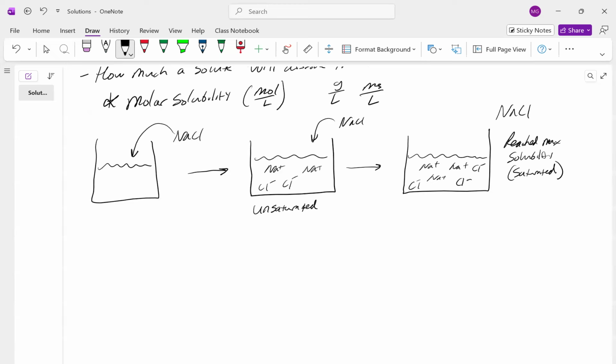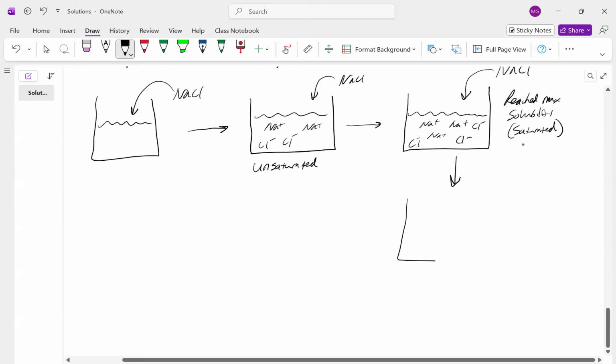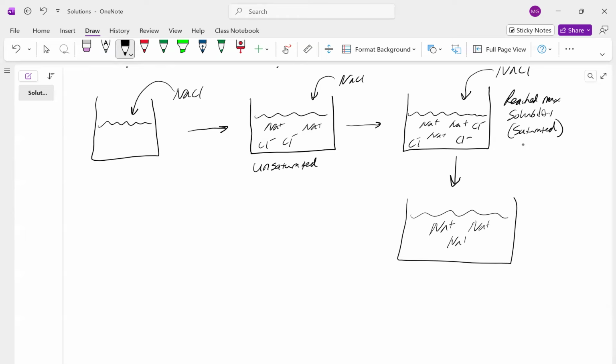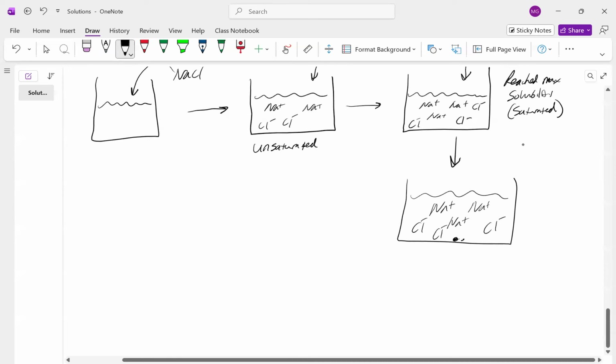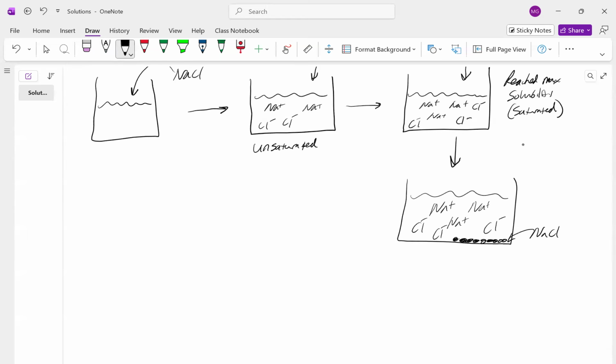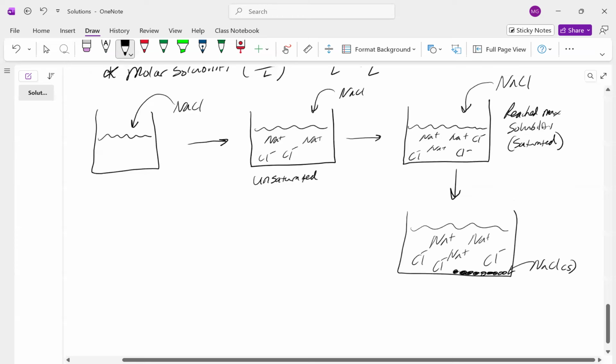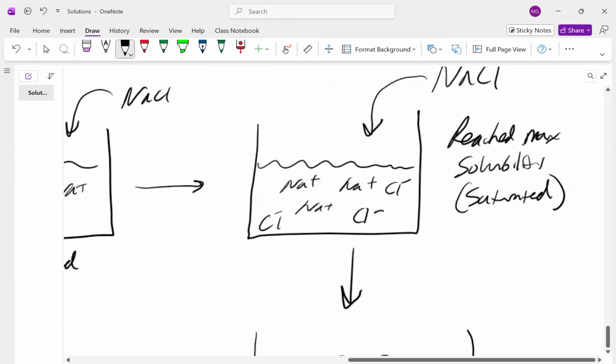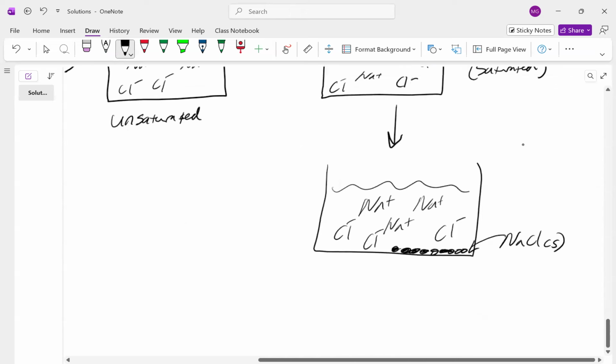And here's what happens. At this point, I don't know, is it still unsaturated or have I reached that point? Well, I'm going to add a little bit more salt. When I add that salt, it doesn't dissolve. I'm just going to put the same amount of sodium, the same amount of chloride. And then at the bottom, you see some clumps of solid. That's undissolved sodium chloride. That is a saturated solution at this point. I've reached the maximum amount of solubility. Anything that I add more will not dissolve.